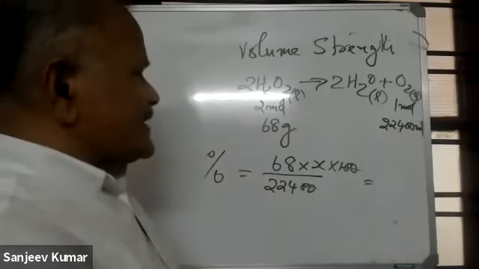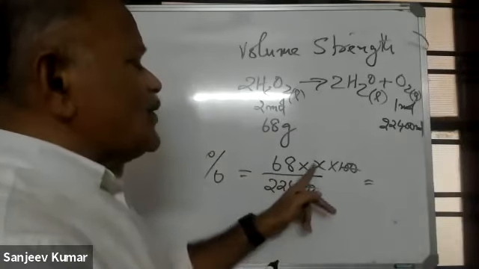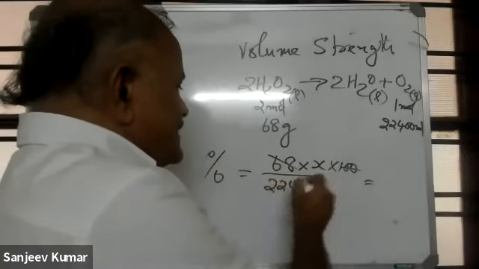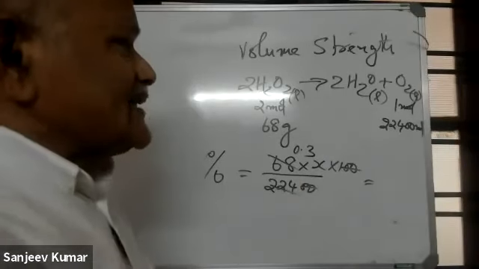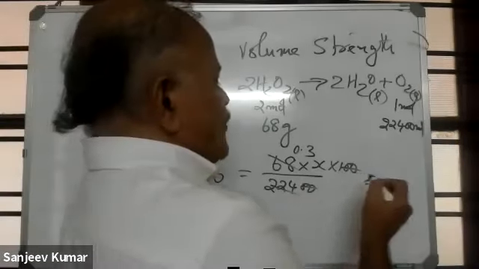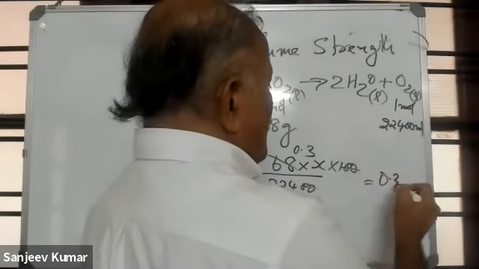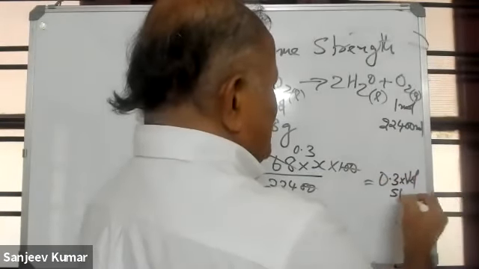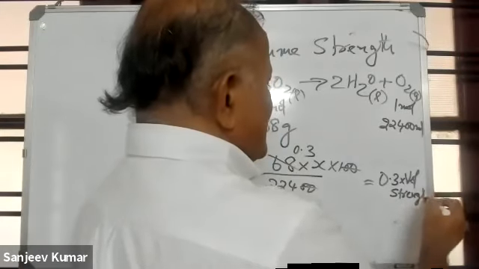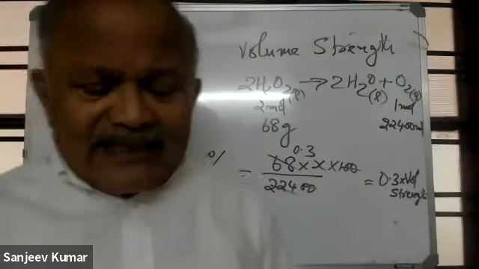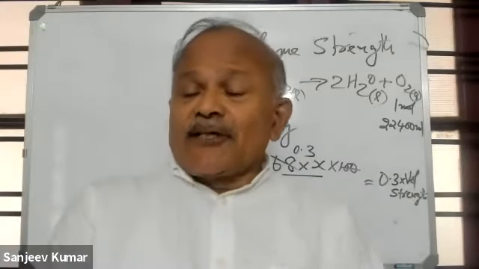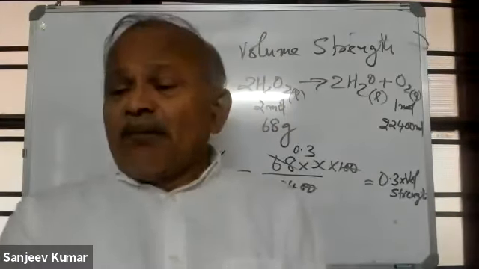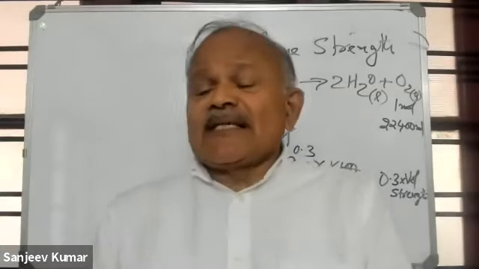And the percentage strength is 68 by 224 into volume strength. Approximately, it is 0.3. It is 0.30 and so on, but we can take it as approximately 0.3. And therefore, percentage strength is equal to 0.3 into volume strength. Whenever you get a question like that, you can do approximation. That is, a 10 volume hydrogen peroxide means 0.3 into 10, it is 3% hydrogen peroxide. A 20 volume hydrogen peroxide means 0.3 into 20, that is 6% hydrogen peroxide.